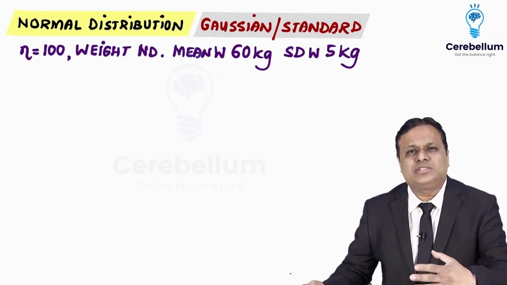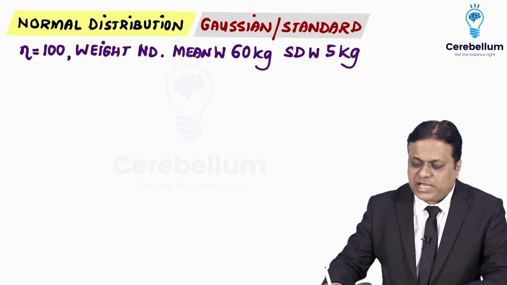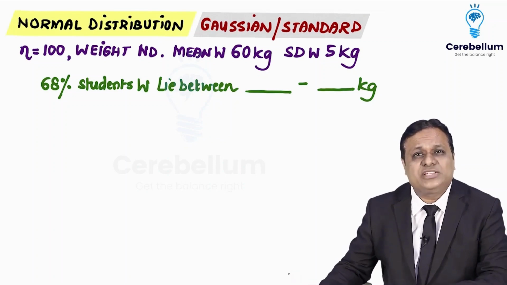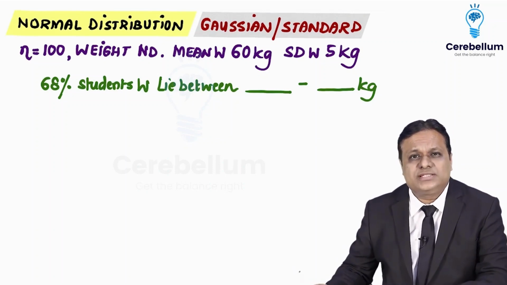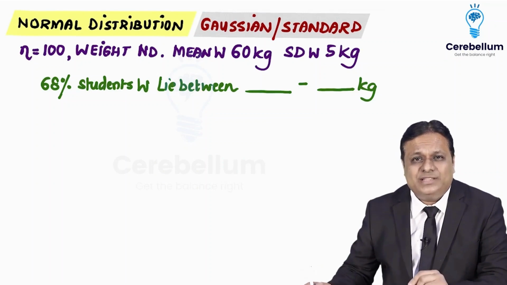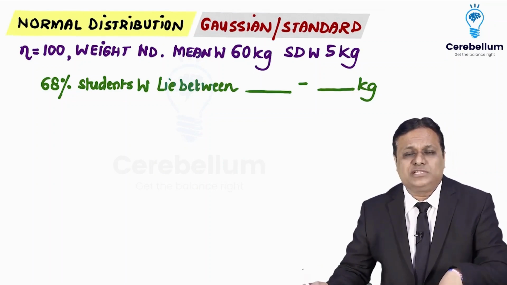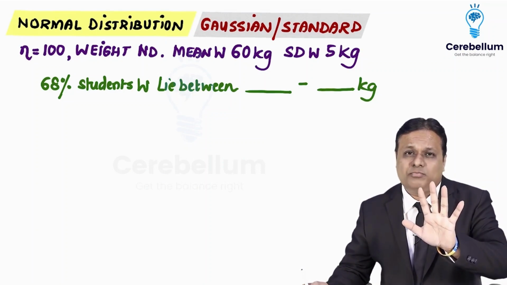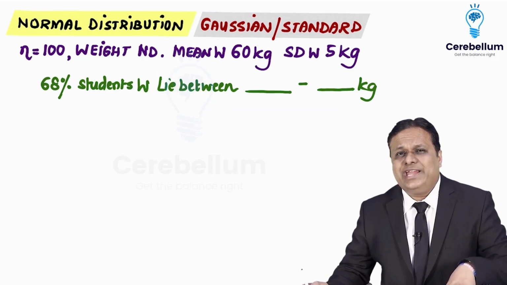Now examiner can ask you a variety of questions. First, direct questions. In this class, 68% students will lie between dash to dash kilogram. So friends, how to solve this? You have to apply the formula. They are talking of normal distribution. The word normal distribution, the moment you hear, all its 5 properties should come in front of your eyes or in your mind. Now look at this, 68% they are asking.